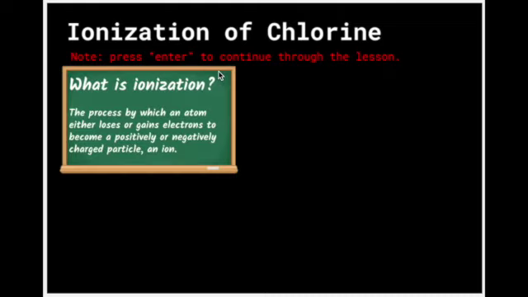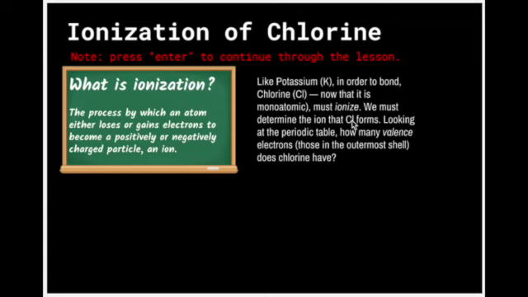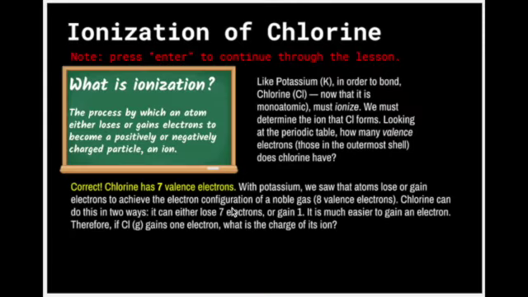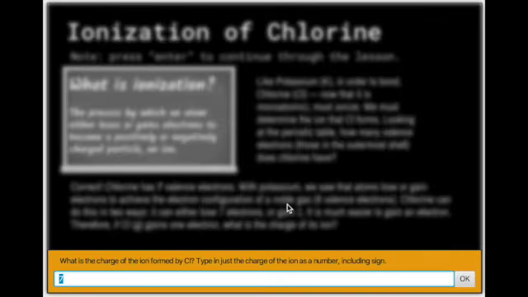By pressing enter, we first get a chalkboard that defines ionization and then explains why ionization takes place. Then it prompts the user to look at the periodic table to see how many valence electrons chlorine has. The answer to that is 7. Once the correct answer is given, the next prompt appears, asking for the charge of the ion formed, which is -1.